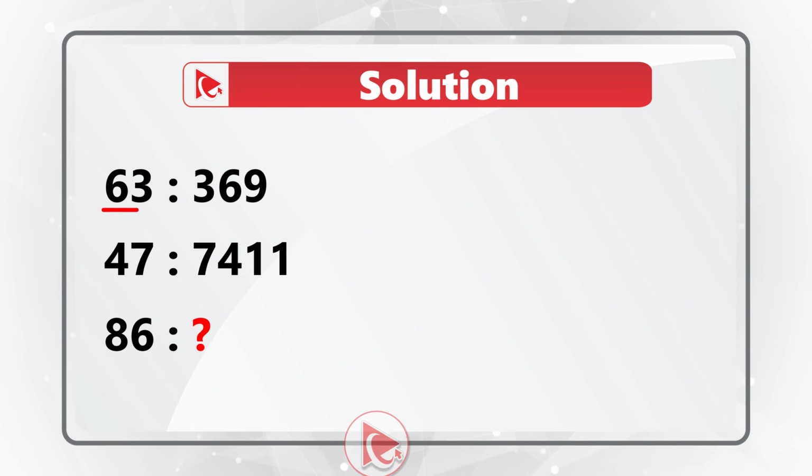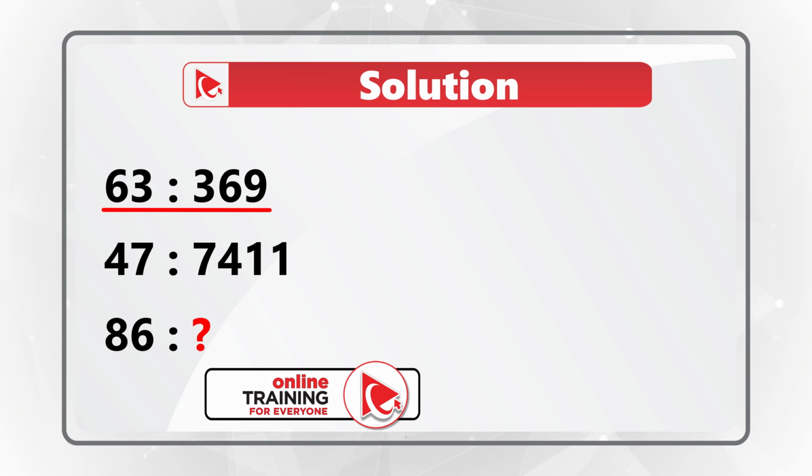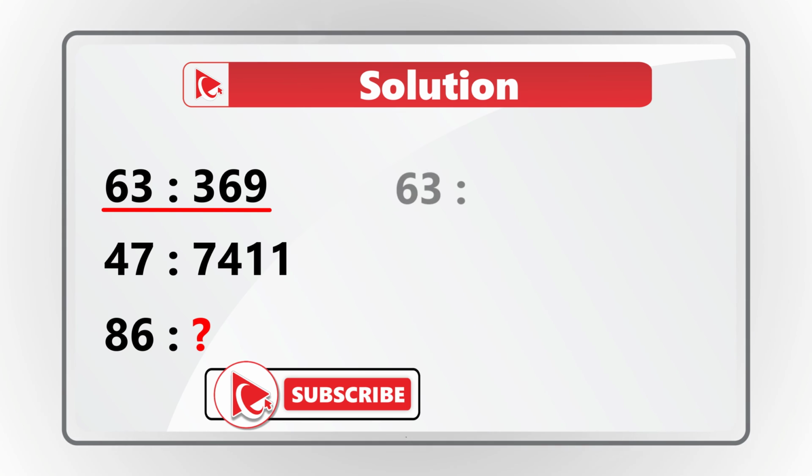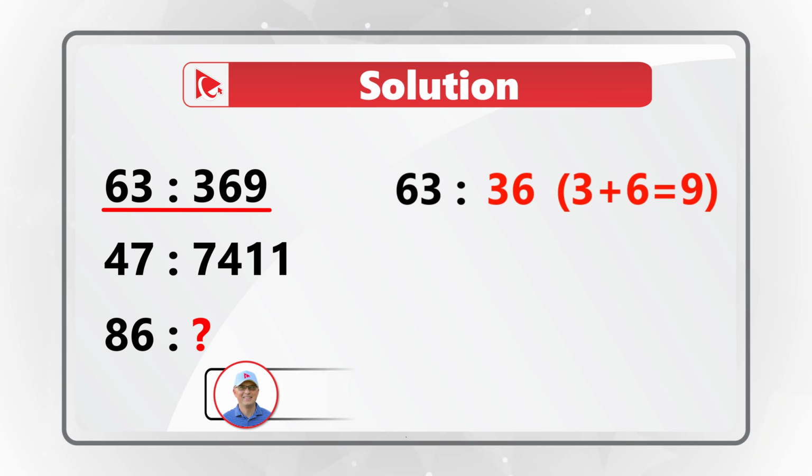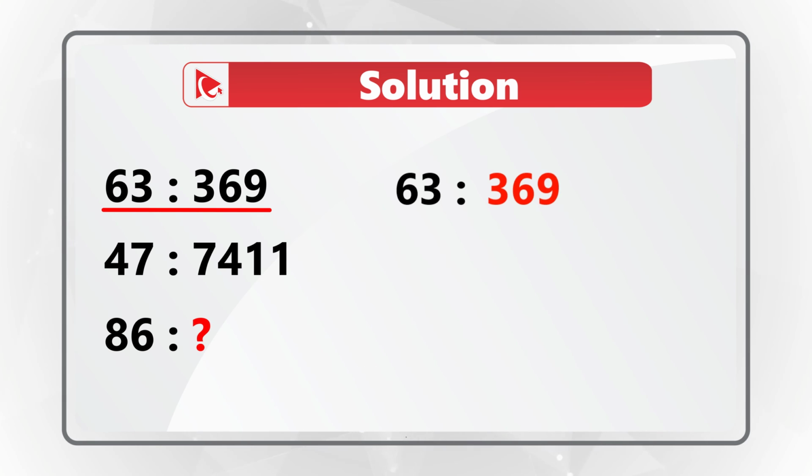So 63 is related to 369. What we did here, we swapped 3 and 6, making 3 the first digit and 6 the second digit, and then we added 3 plus 6, and the end result of this is 9. We came up with the second ratio in a similar way.